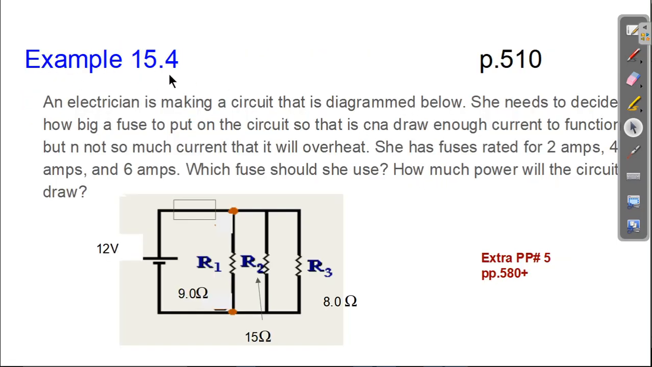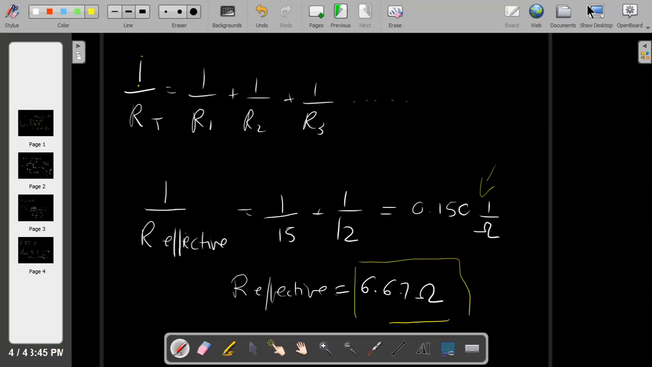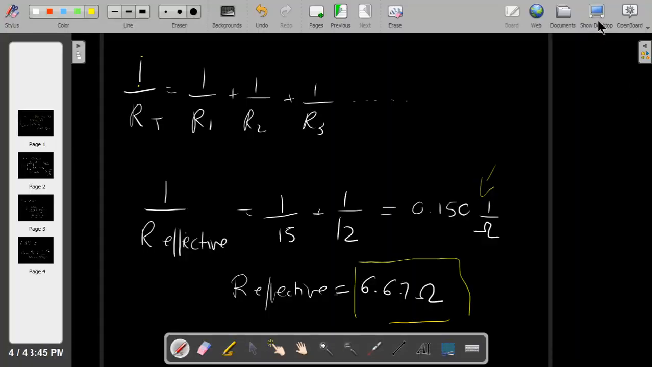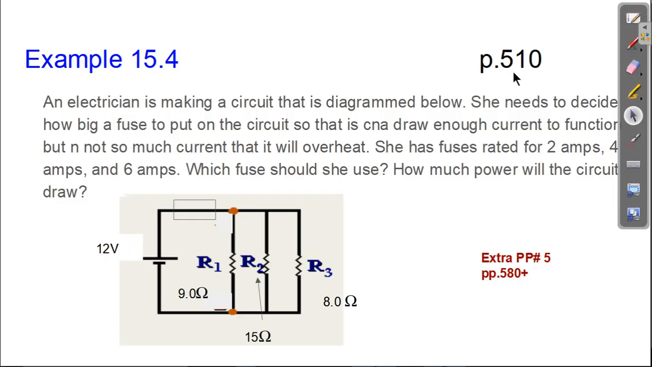Let's look at example 15.4 on page 510. Well, you have it in front of you so you can read it. It says, an electrician is making a circuit that is diagrammed below. So they give you the diagram. She needs to decide how big a fuse to put on the circuit so that it can draw enough current to function, but not so much current that it will overheat. She has fuses rated 2, 4, and 6 amps. Which fuse should she use, and how much power will the circuit draw?